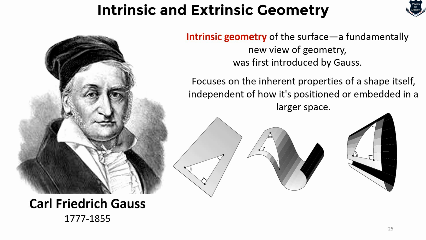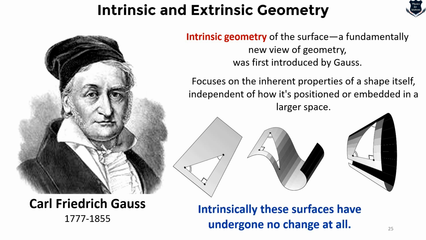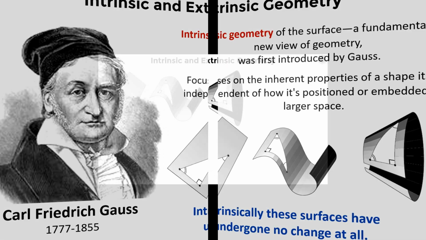And with these shapes, you can think that if there is an ant-like creature within the surface, such changes are utterly undetectable. So intrinsically these surfaces have undergone no change at all. As long as the distances within the surfaces are not stretched in any way, there has been absolutely no change. This is what is called intrinsic geometry. Now, this is credited to Carl Friedrich Gauss.